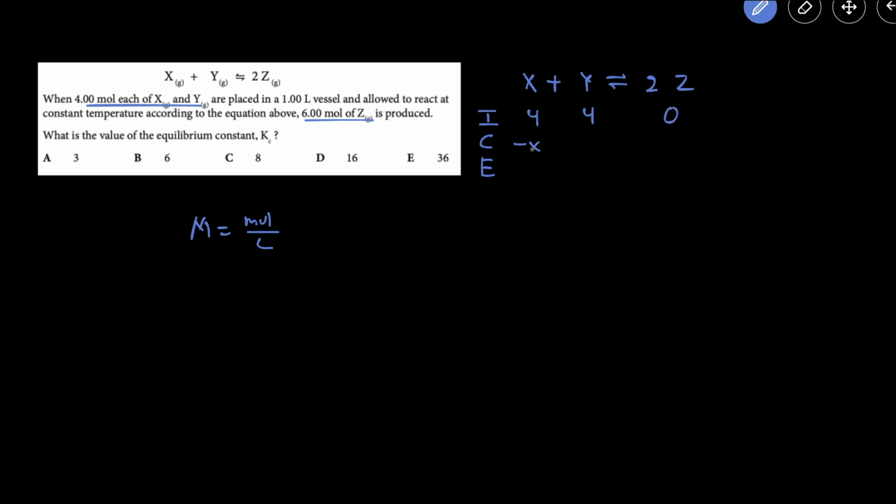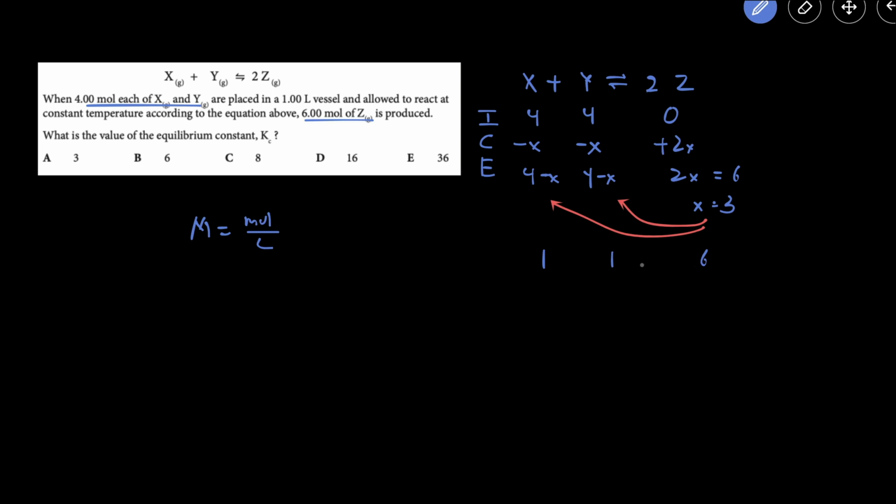And then this is going to be minus x, minus x, and plus 2x. And then this is going to be 4 minus x, 4 minus x, and this is 2x. And then we're told that there are 6 moles of Z at equilibrium. So that means 2x is going to equal 6, which means x equals 3. Then we can take the 3 and plug it back in. So that means our equilibrium concentrations of X and Y are 1 and 1. 4 minus 3 is 1. And then this is 6 because that was given to us.